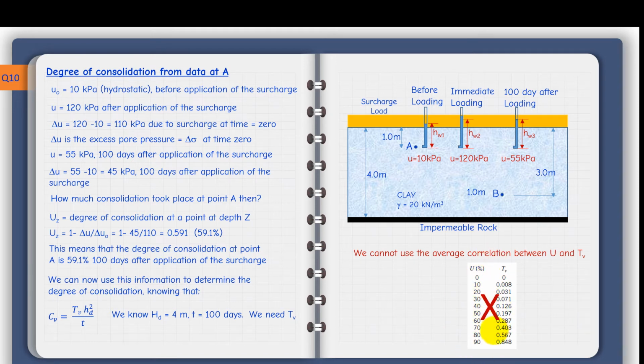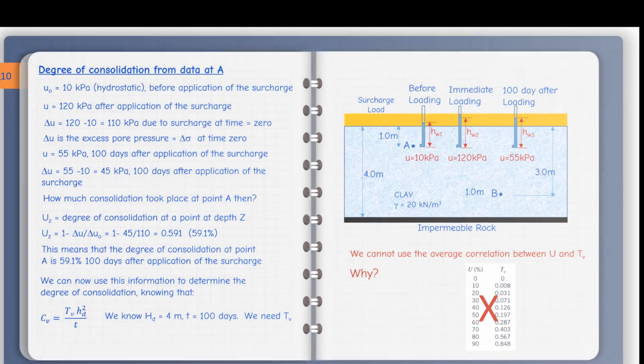Unfortunately, we cannot use these values from the table, because this table, and also it is given in equations that we will see later, applies to the average degree of consolidation, not to the specific degree of consolidation at any point, as point A we have here. So we cannot use this equation, but we have to use something else. I'll explain and elaborate more on this in the next slide.